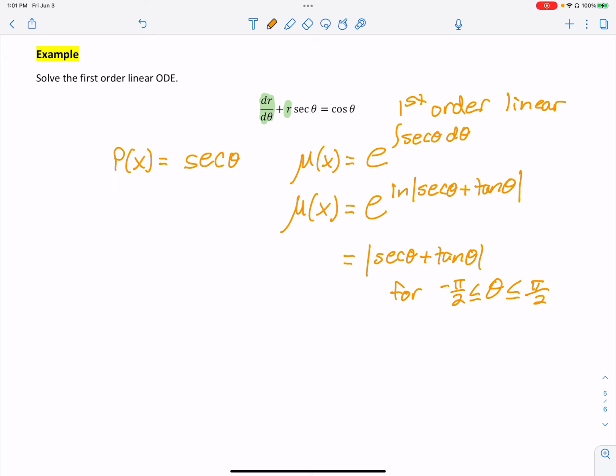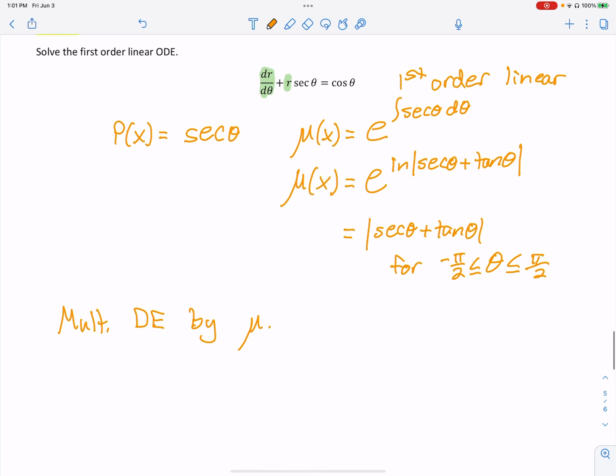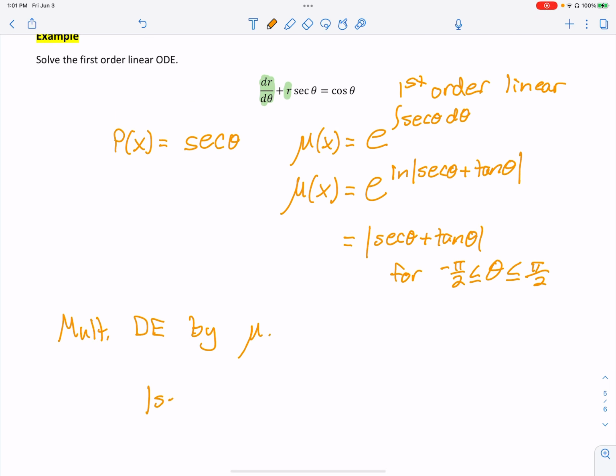All right, so what we're going to do from here is we now multiply everything by mu. I know it's not pretty at all, but we do it. So multiply the ODE by mu. So we got secant theta plus tangent theta times dr d theta plus, and I'm going to go ahead and keep this simple where I don't have to write as much. You should multiply this out and check to make sure the product rule works on the next step.